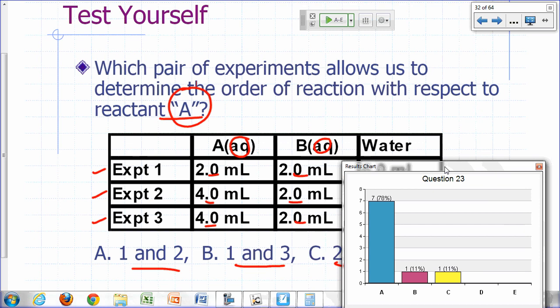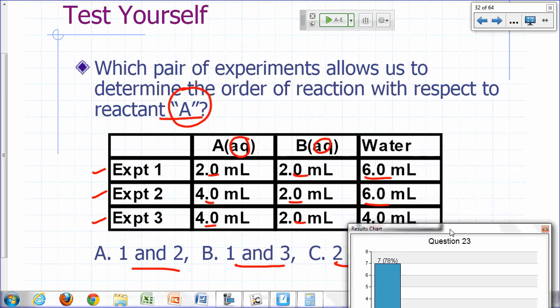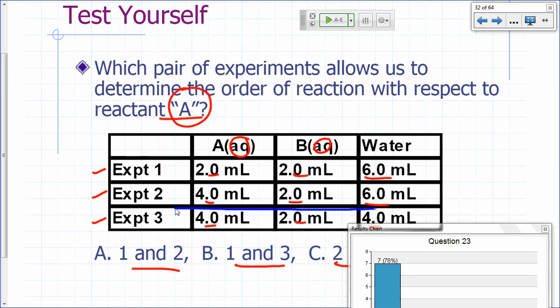Okay, popular answer is 1 and 2. Why 1 and 2? What happens between 1 and 2? Use twice as much A, you maintain the same amount of B, right? So does that work? You fell for my trap.